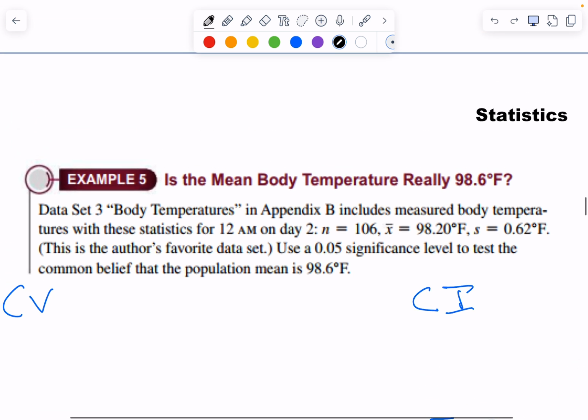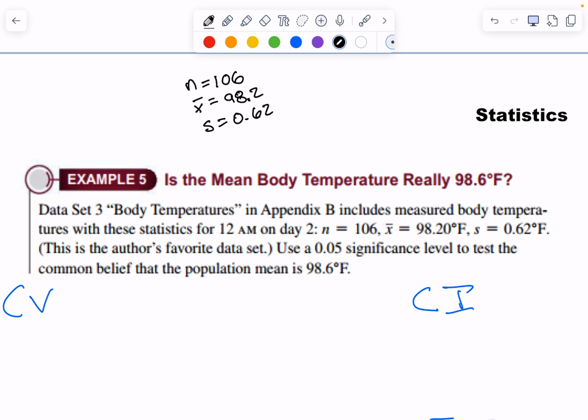Okay. We had 106 people that we're taking temperature on, and the average temperature for those people was 98.2, with a standard deviation of 0.62. And we're using this to test the claim that something is happening, right? Significance level of 0.05. And to test the common belief that the population mean is 98.6. That's going to do our hypotheses, H naught, H1. I'll put those up here at the top.